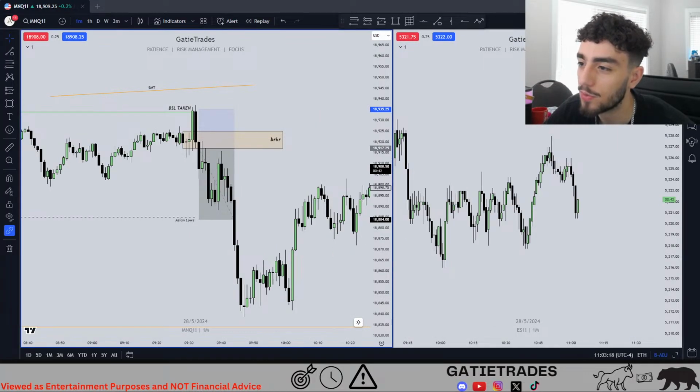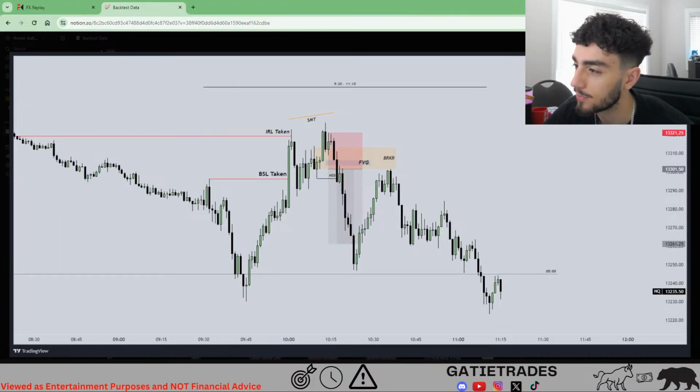The only difference is there's no fair value gap. Notice I didn't even enter on the fair value gap though. I entered on the breaker. You wouldn't have gotten a fill on the fair value gap. Interesting. And I could have put my stop loss at the breaker high. It didn't have to be that low.